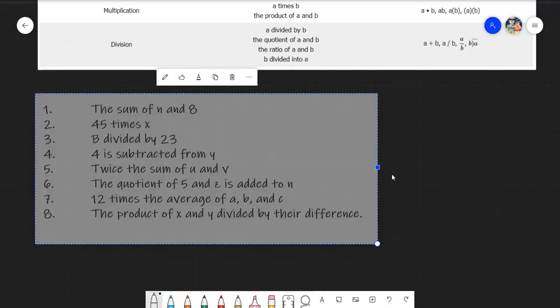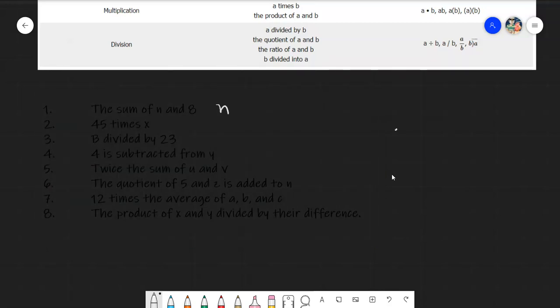Let's make it smaller so that I can fit the entire thing here. N plus 8. The next one, we have 45 times x. I can write this down as 45 times x. Again, I told you guys that there are different symbols for multiplication. As for addition, it's simply plus, but for multiplication, it's a lot. So we can have 45 times x, 45 parentheses x, still multiplication, 45x, still multiplication, then 45 asterisk x, or 45 and the small x times x. A lot of denotations for multiplication.